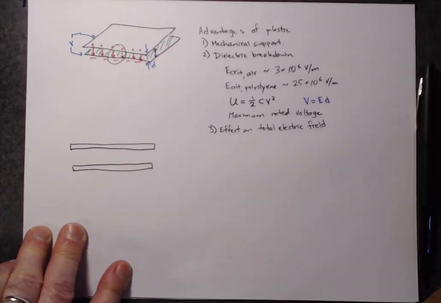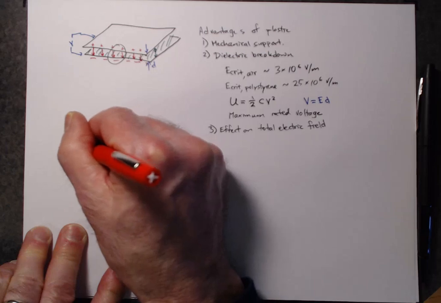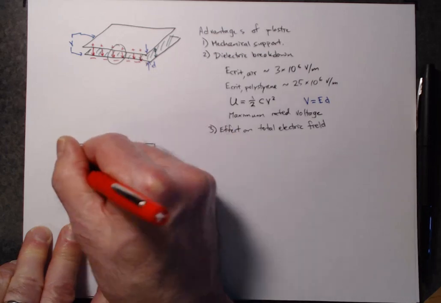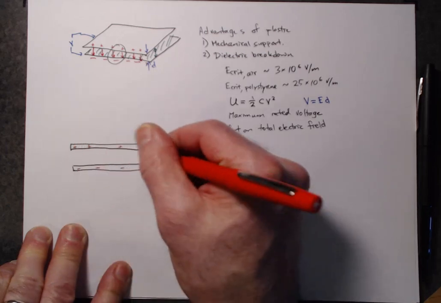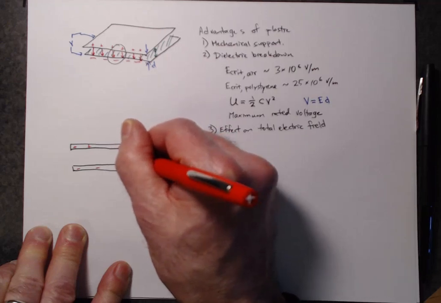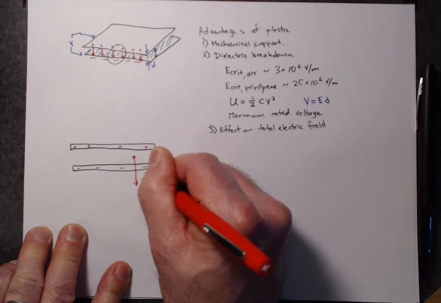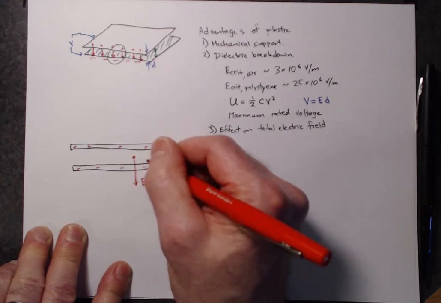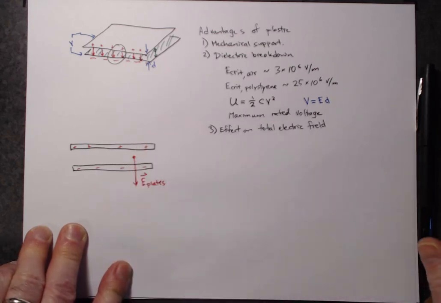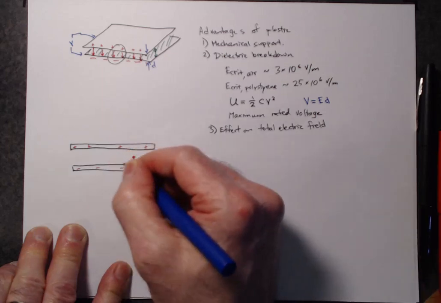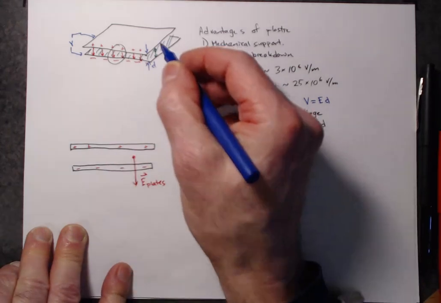So I've got these positive charges on my top plate, negative charges on the bottom plate. Put those together, their effect is to create an electric field due to the plates, which we'll call E plates, like so. That is going to polarize the molecules of the plastic.